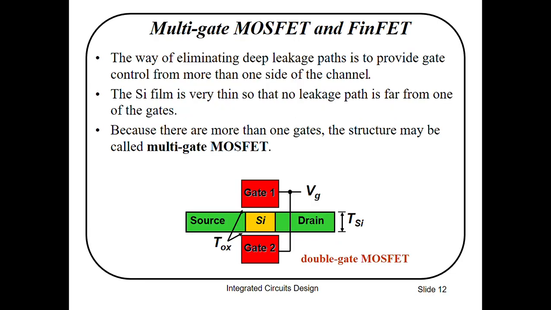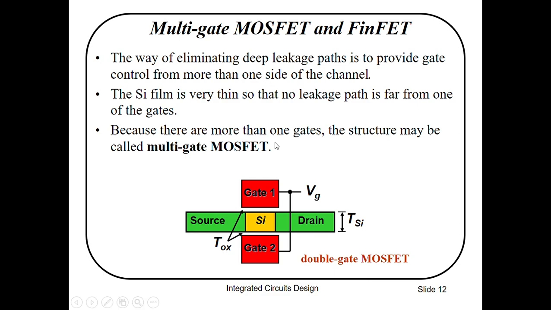So why do we need this multi-gate MOSFET and the FinFET? The way of eliminating the deep leakage path is to provide gate control from more than one side of the channel. The silicon film is very thin, so no leakage path is far from one of the gates. Because there is more than one gate, the structure may be called a multi-gate MOSFET.